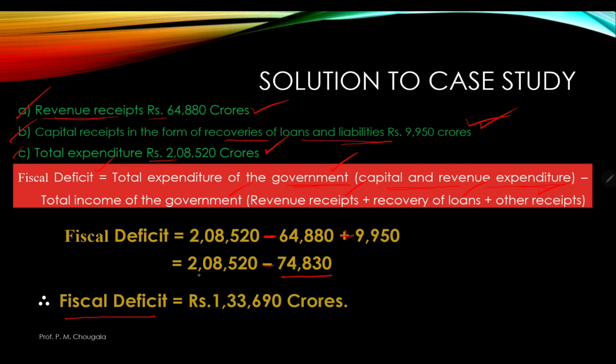Therefore fiscal deficit equals how much? 2,08,520 crores minus 74,830 crores equals rupees 1,33,690 crores of fiscal deficit. Got it? Fiscal deficit. So this is our result. If you answer like this, you will get full marks out of 10.